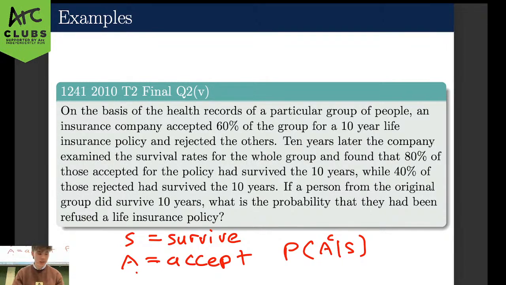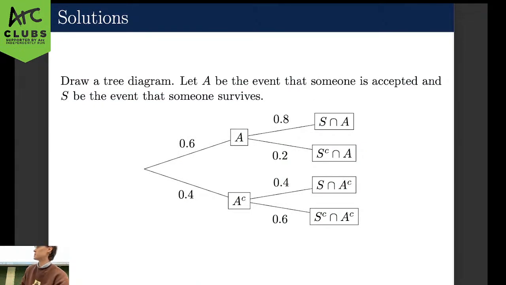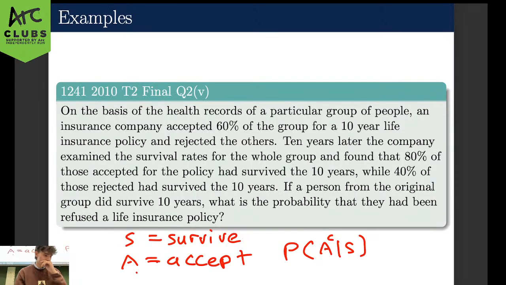To actually do this, let's write out our expression. Or actually, the first thing we should do is write out a tree diagram, because if we write out the tree diagram, then we can see clearly all of our different outcomes and the probabilities associated with them. Let's look at where these numbers come from very briefly. The probability that someone was accepted in the first place was 60%, because 60% were accepted, and correspondingly 40% were not accepted.